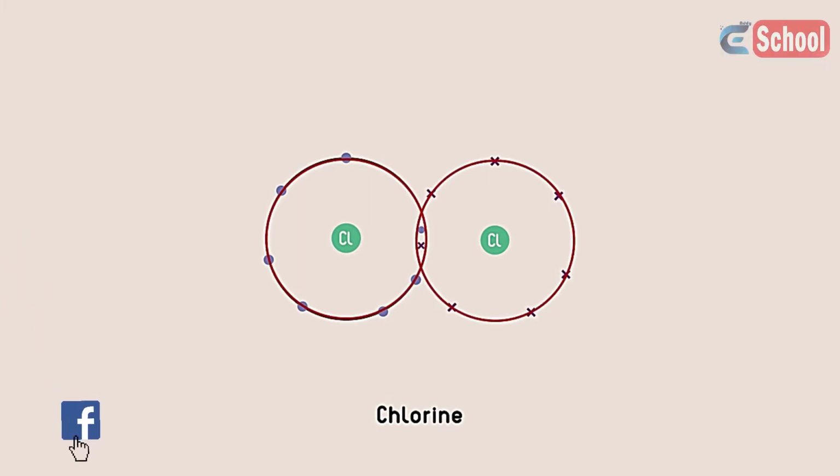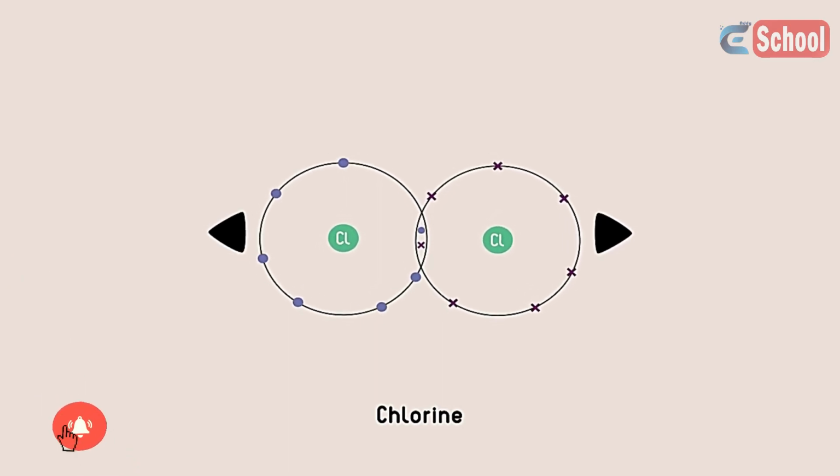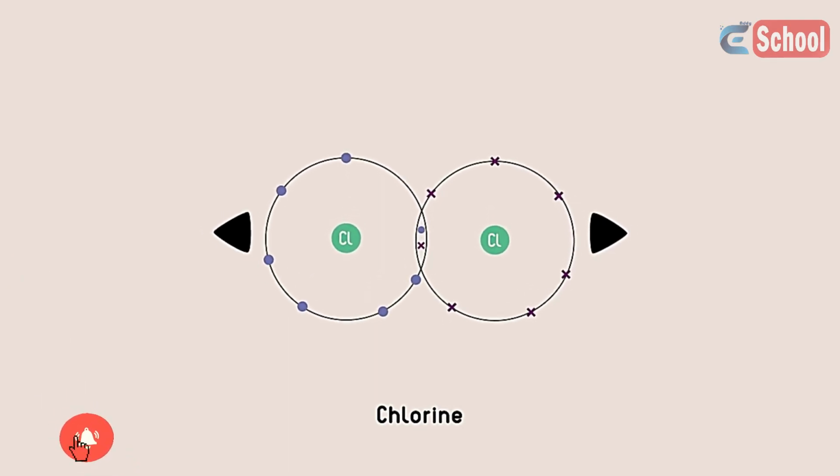Notice that only the valence electrons have been shown. If we label the nucleus as Cl, we don't need to draw out all the rest. Chlorine can't steal an electron from another chlorine, because they are both pulling on the electrons just as hard. Let's look at another example.